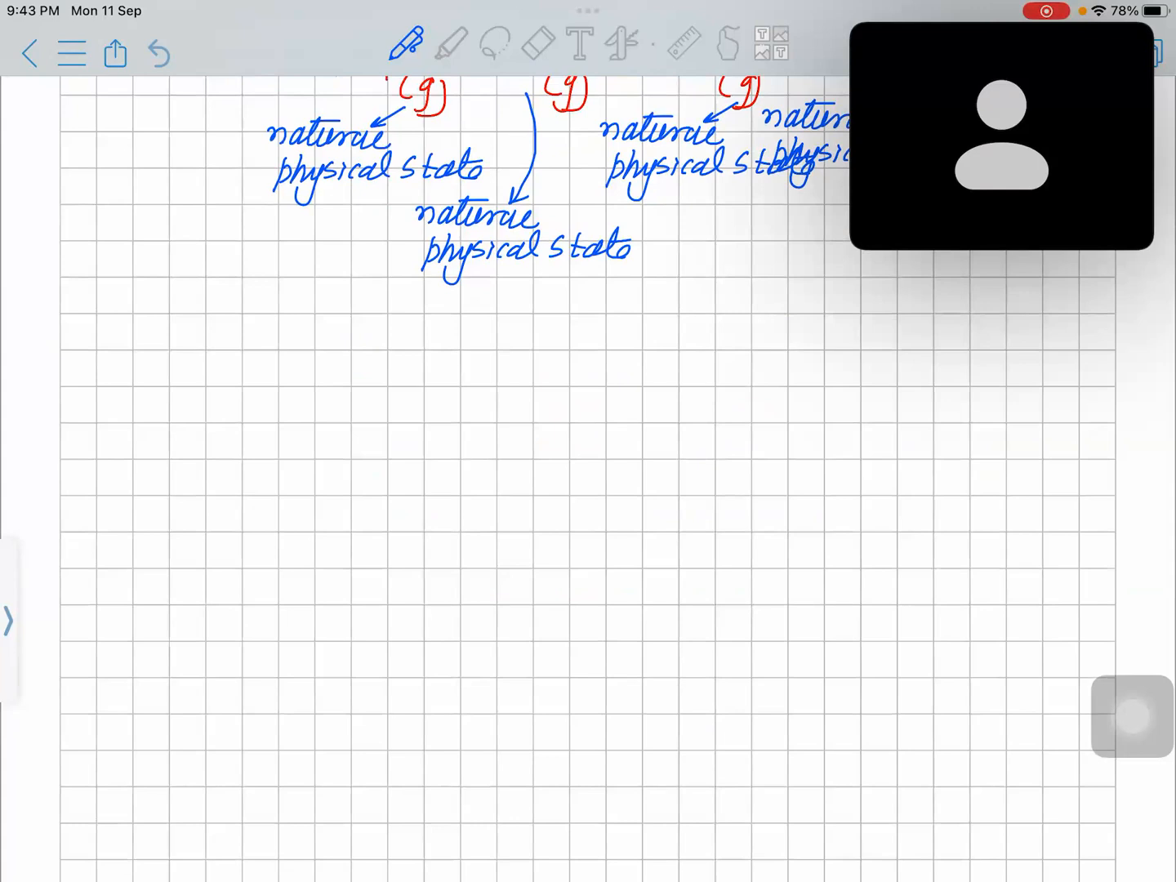Now, important symbols. Very, very important. Symbols in chemical equation.